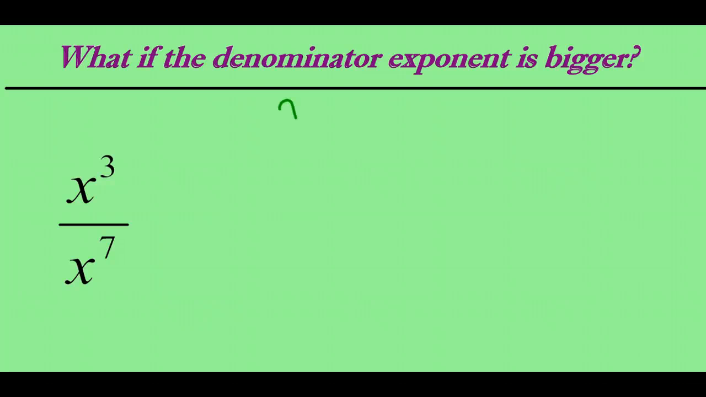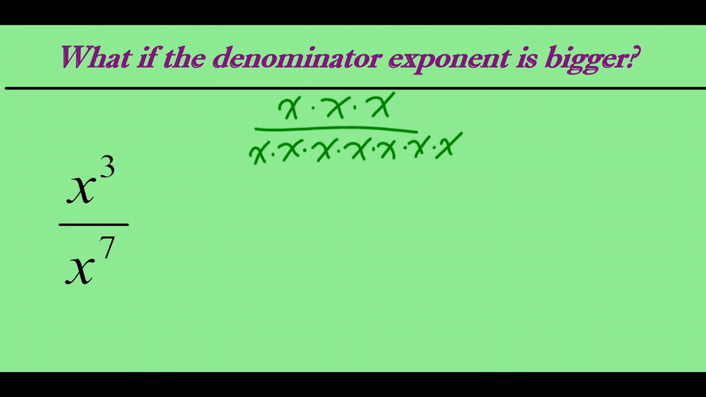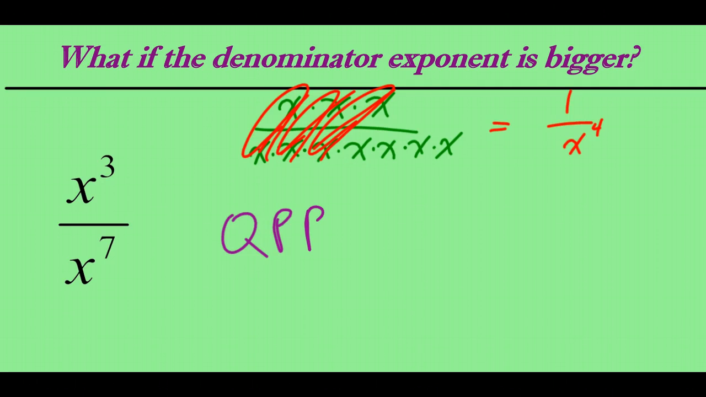Well, when we look at the canceling, we have 1, 2, 3 x's over 1, 2, 3, 4, 5, 6, 7 x's, which means we can cancel 1, 2, 3 of these x's away, leaves us with 1 over x to the fourth, because we have more x's in the denominator than we do in the numerator. So we cancel them out. We have 4 left on the bottom and none left on the top, but because it's multiplication, it's not a 0, it's a 1. And if we use the quotient of powers property, we have x to the numerator exponent minus denominator exponent gives us x to the negative fourth.